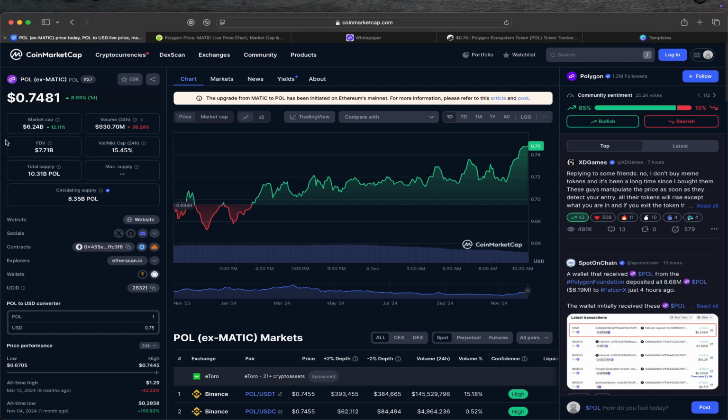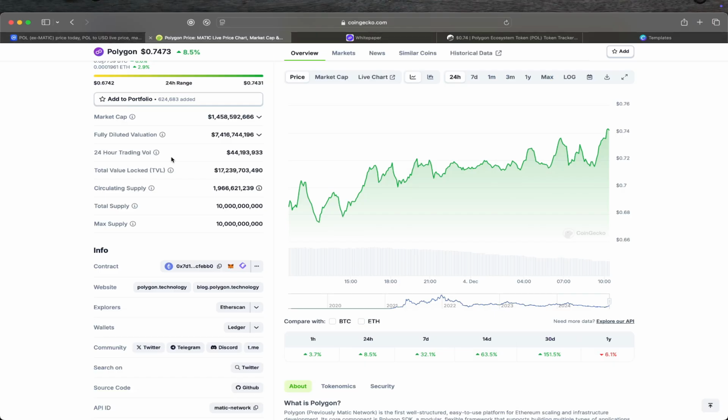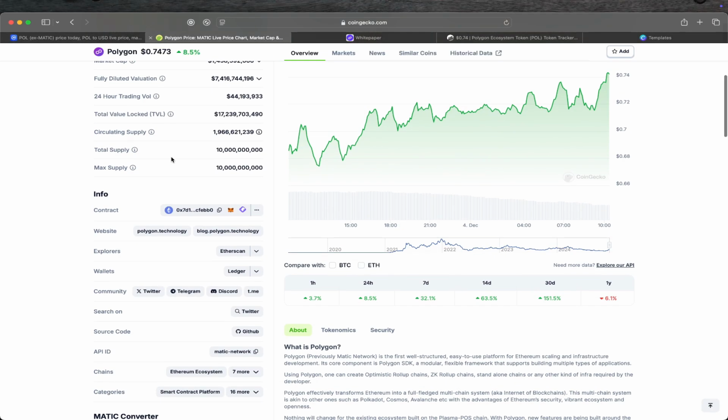So when I look at this, it says the total supply is 10.3 billion with no max supply, and current circulating is 8.35 billion. And this is the POL coin, right? So not the Matic. This is after the migration. But if I go to CoinGecko, CoinGecko says something a little different. Circulating supply is 1.9 billion, total supply 10 billion, max supply 10 billion.